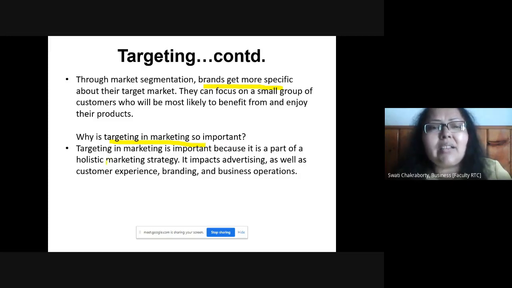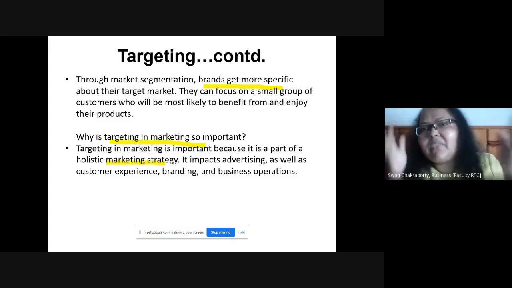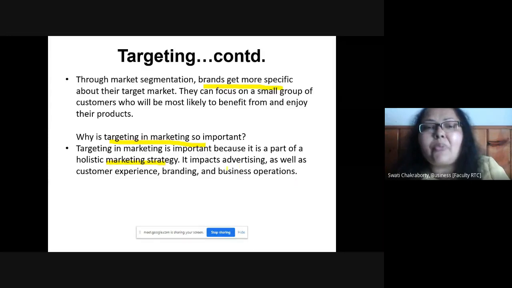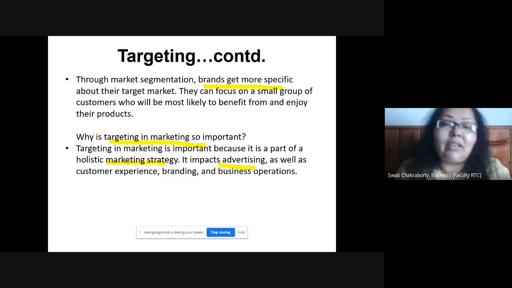First factor is, it's part of the entire marketing strategy. If you have to have a successful marketing strategy, targeting plays a vital role. So it plays an overall role. Success or failure of your marketing strategy depends on your targeting, how well you are able to target. When you go for proper market targeting, you know what sort of advertisement you can go about with.